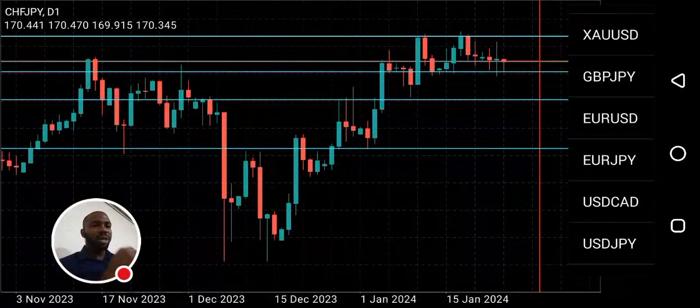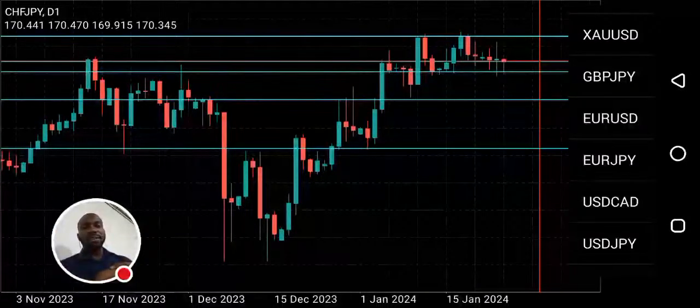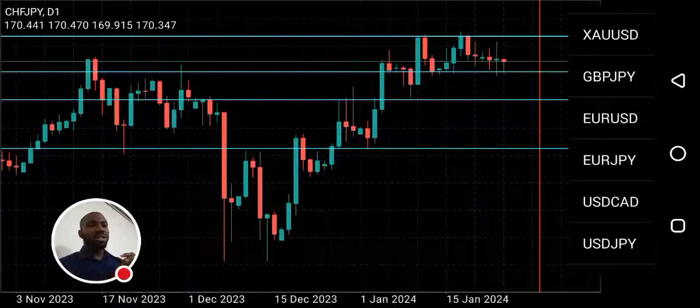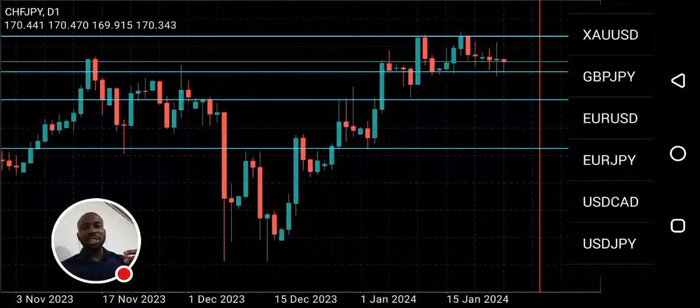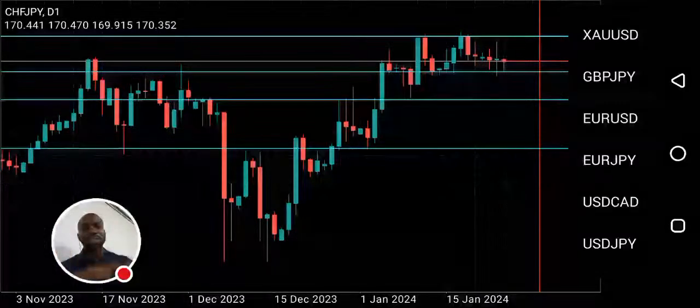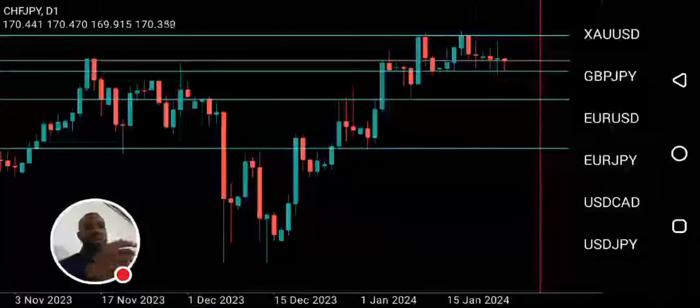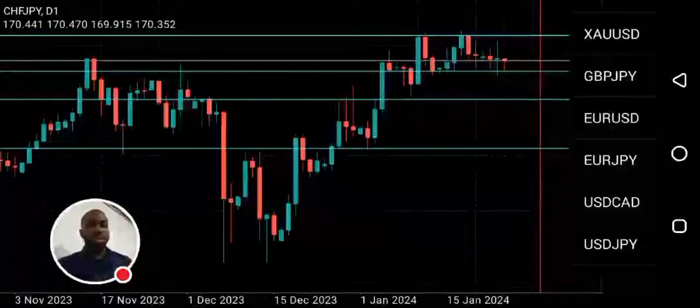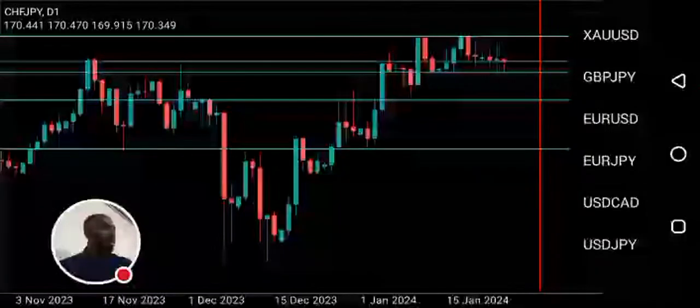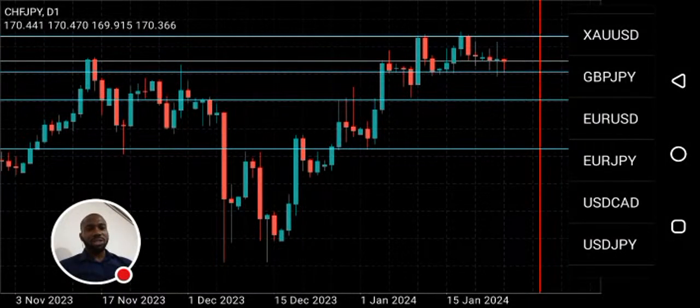The reason you're not making profit consistently is that your risk is always higher than your reward. You're risking $30 and you're aiming for $10. You're risking $50, you're aiming for $20. Profitable trading with such risk and money management is not possible. That's the reason many traders are struggling.